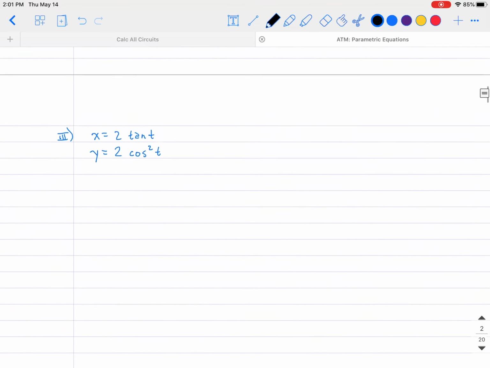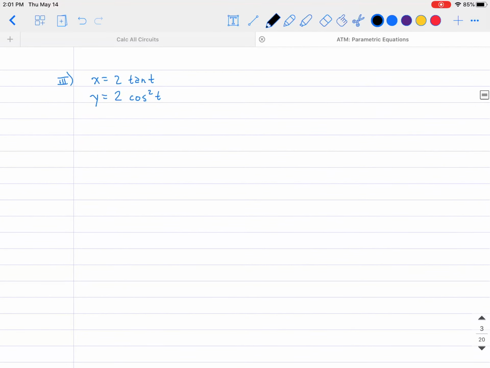Okay, last example over here. This one I want to, again, graph out what the parametric equation looks like. And unfortunately, we don't have a good identity that we can use with tangent and cosine squared of t.